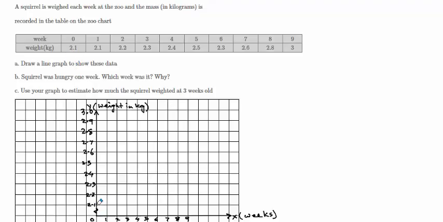So we have 0 and 2.1. Week 1 is 2.1 again. So we have 1 and 2.1. Week 2, 2 and 2.2. Here comes the point on the graph. 3 and 2.3. 4 and 2.4. 5 and 2.5.